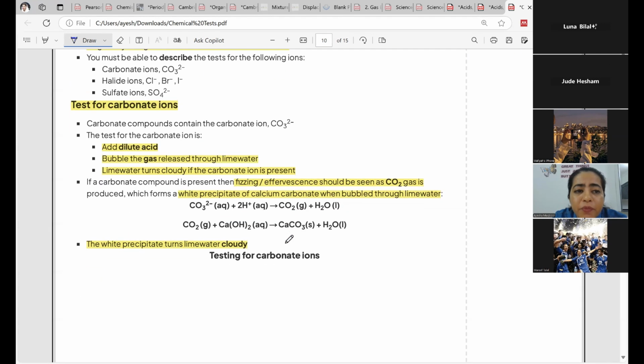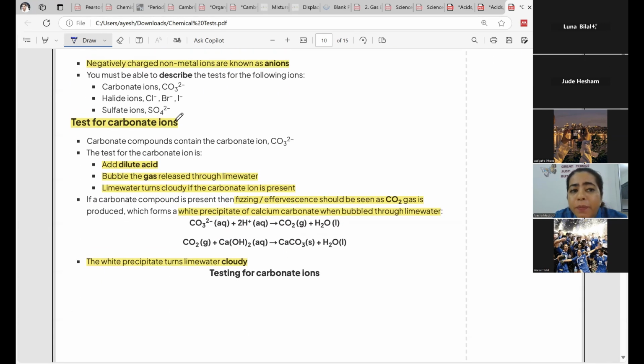If you want to confirm if the carbonate is there or not, carbonate means CO3 with 2 negative. So what you have to do, take the carbonate solution, add acid in it.